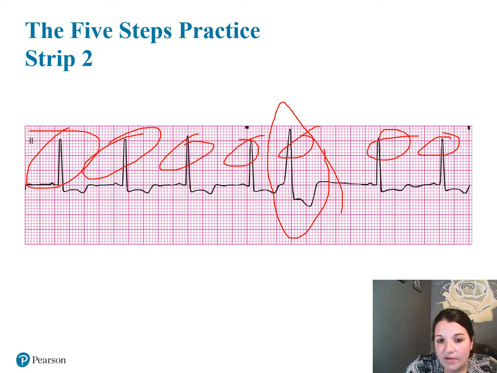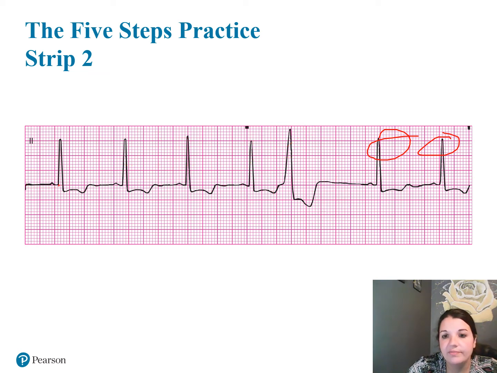So how do I get my QRS interval? I'll talk about that when we get to the last step. So now we're going to look at regularity, which is counting. We need to count the little boxes in between my consecutive QRSs.